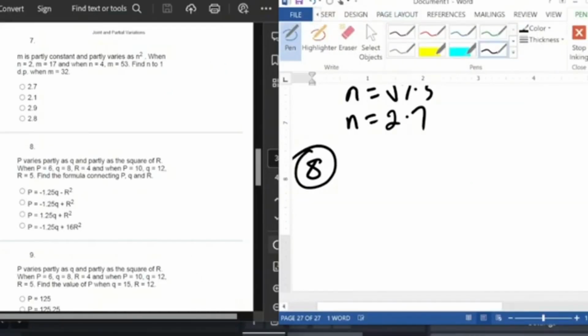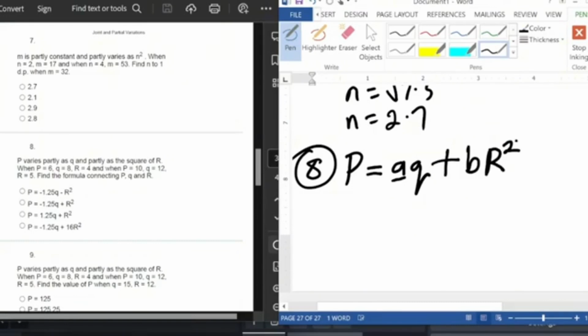So we have P varies partly as Q. This is quite different from question number 7, which is M is partly constant. There's no variable there, it's partly constant. But here we have a variable with the first constant. So P varies partly as Q, that is AQ. This A here is the first constant, Q is the first variable, plus partly as the square of R, that is the second constant, square of R, that is R raised to 2.